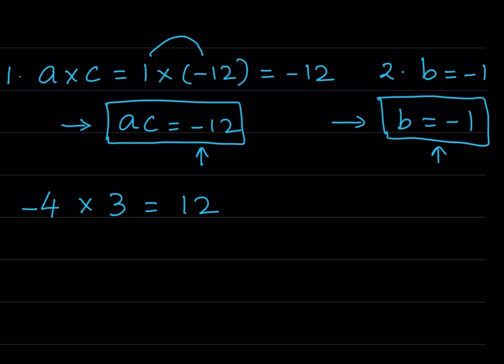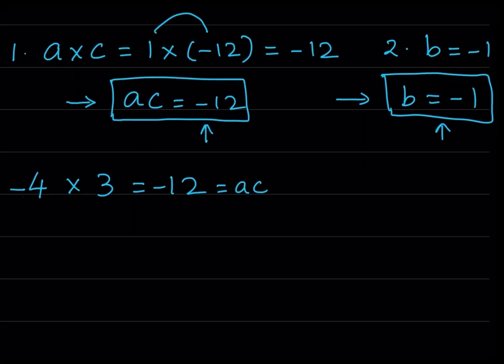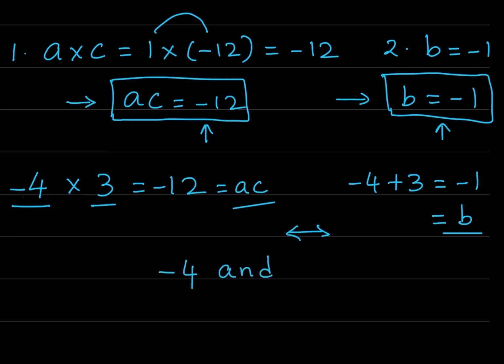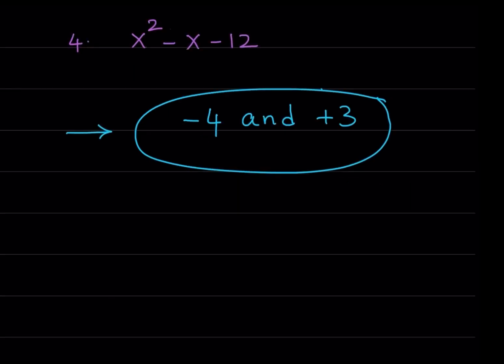Let's just say 4 has a negative sign. So negative 4 times 3 is negative 12, which is equal to ac. Now we have to add these two numbers. Negative 4 plus 3, which is equal to negative 1. So that is equal to b. So when you multiply, you get ac, and when you add, you get b. So this satisfies both the conditions. So the numbers are negative 4 and positive 3. Now we know the numbers are negative 4 and positive 3.